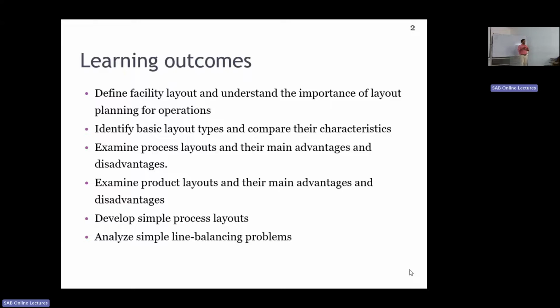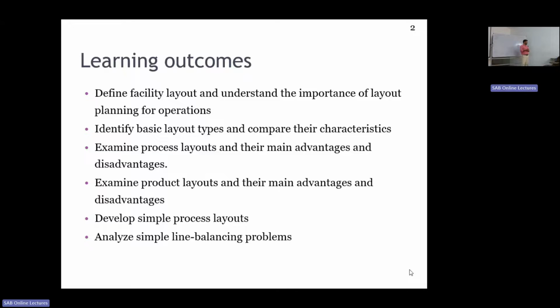So, we will be given details and requests to design layouts or improve the layouts. And for process layouts, what are the techniques? For product layouts, there's a technique called line balancing. We'll discuss that one as well briefly. Layout designing techniques will also be covered quickly.